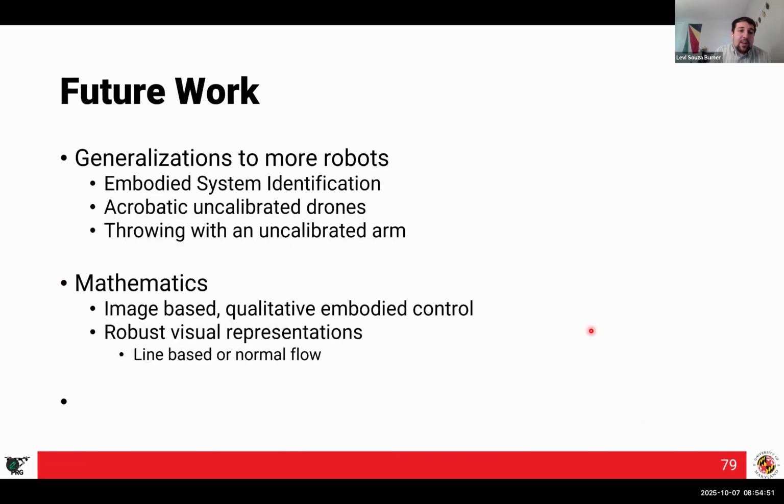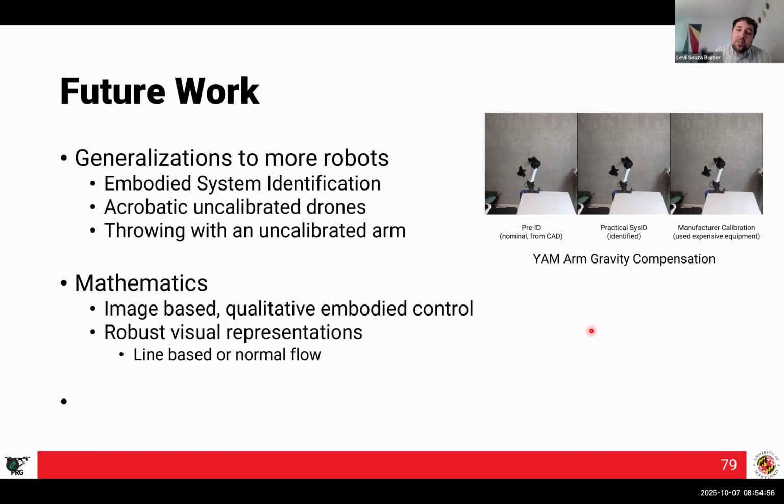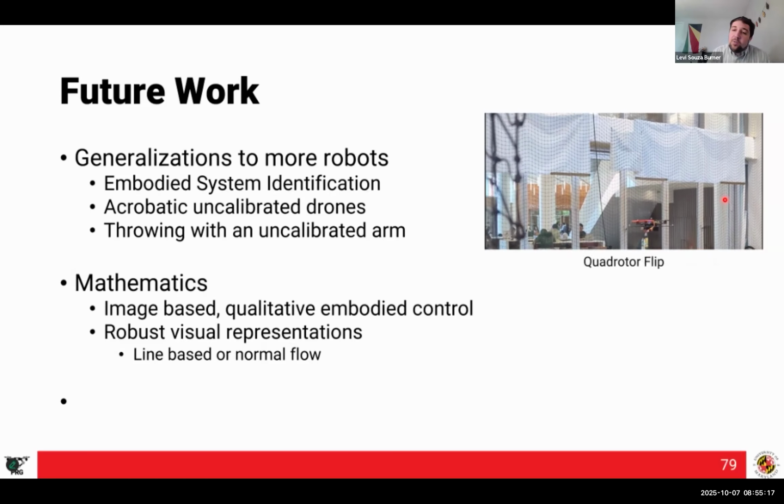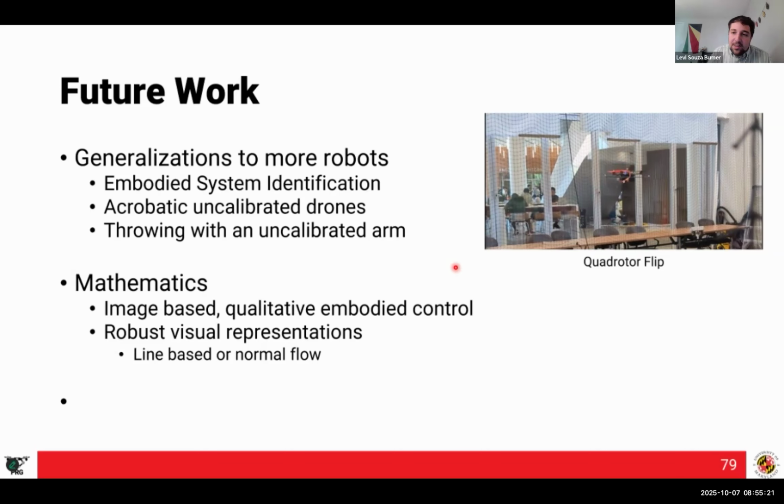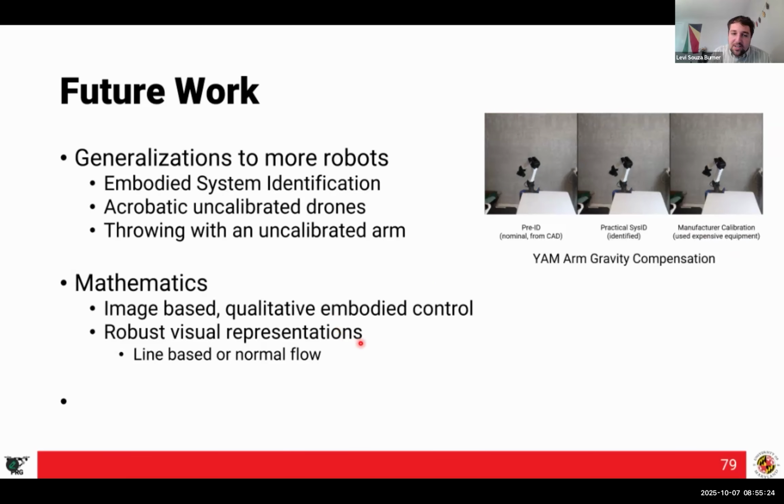And so we have a lot of future work to do with this. We can generalize it to more robots. We're working on doing this with robot arms. I have a collaboration with Google's DeepMind MuJoCo team on a system identification framework for their simulator. And what we're showing here is that our system, which is running on the middle robot, can allow it to do gravity compensation just as well as the manufacturer's calibration, which is shown on the right, which required thousands of dollars of equipment. We also made a quadrotor do flips. So there'll be more exciting work coming in that direction soon, also with robot dogs, I believe.